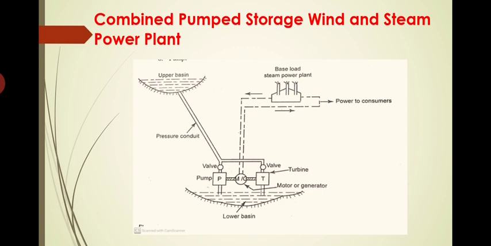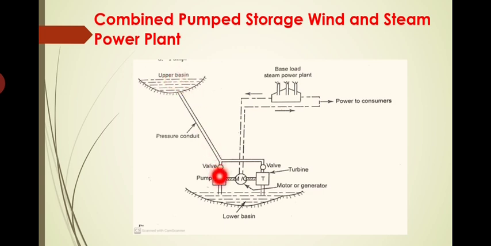Now this one is an interesting one, a combined pumped storage, wind and steam power plant. So three systems are clubbed together here. A pumped storage system is there, with one basin where we will be storing the water, which acts as the reservoir to produce power in the turbine. So hydraulic turbines will be operating to produce the power. Along with that, wind power is also used, and of course a steam power plant as the base load. So in this case, during the availability of wind, we will be pumping the water from the lower basin to the upper basin, and the water will be stored in the upper basin.